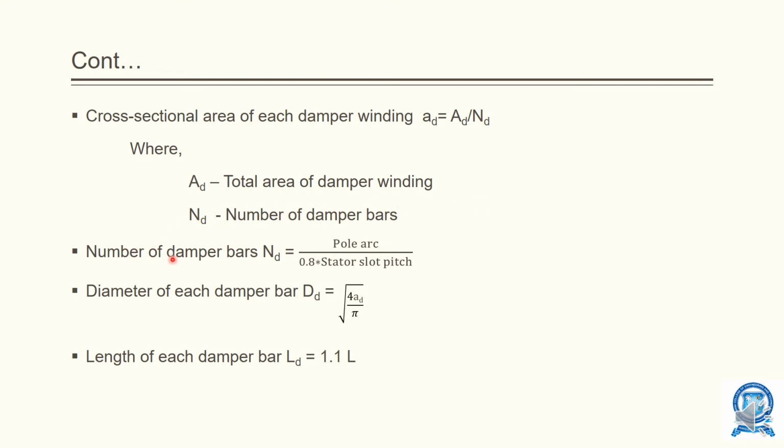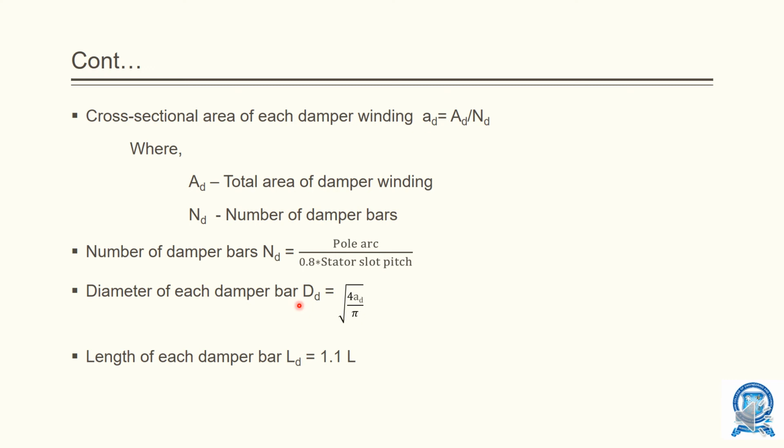The number of damper bars ND is equal to pole arc divided by 0.8 times the stator slot pitch. And the next step, you need to calculate the diameter of each damper bar. It is represented by capital DD, which is equal to square root of 4 ad divided by pi, where ad represents the cross-sectional area of the damper bar and pi is a constant. So it is easy for you to calculate the diameter of damper bar.